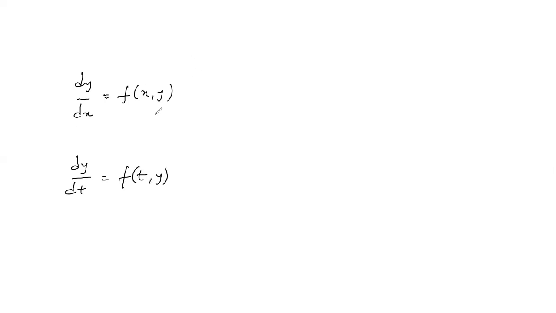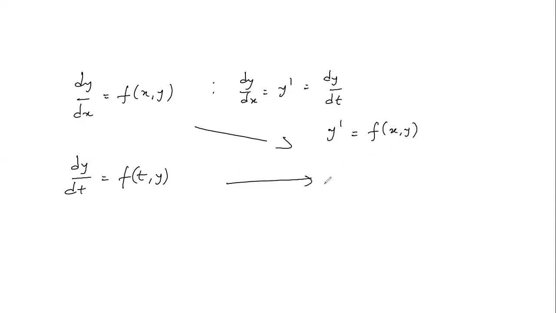Now, in this case, dy/dx is the same as y prime, which is the same as dy/dt, such that we could represent this as y prime being the same as f of x, y, or y prime being the same as f of t, y. Once we do this, we now have to establish the initial value. We want to say f of x naught is the same as y naught, for instance. That's the initial condition. Or better still, y of t naught is equal to y naught, as the initial condition. So this describes the initial value problem.